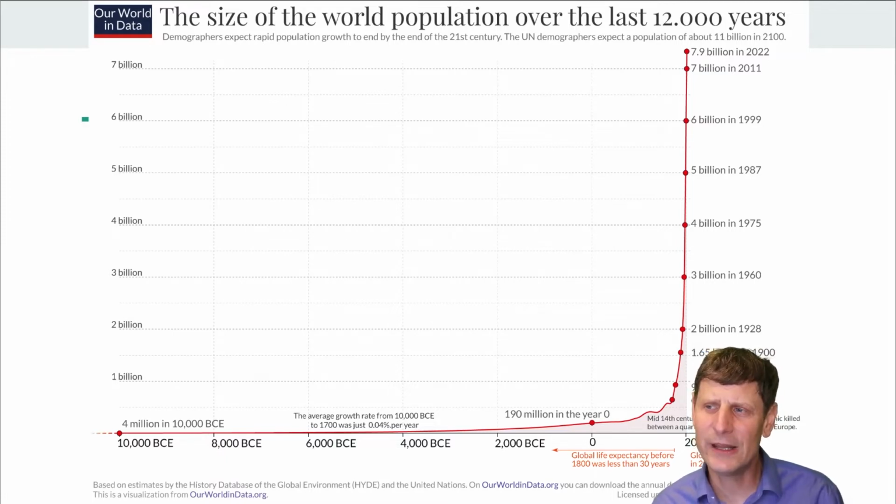And so really quickly here, we can do the math. About 1 billion people in 1800. The next billion was 1928, so about 128 years to add 1 billion, from 1 billion to 2 billion. The next billion took 32 years. The next billion took 25 years. The next billion took 22 years.